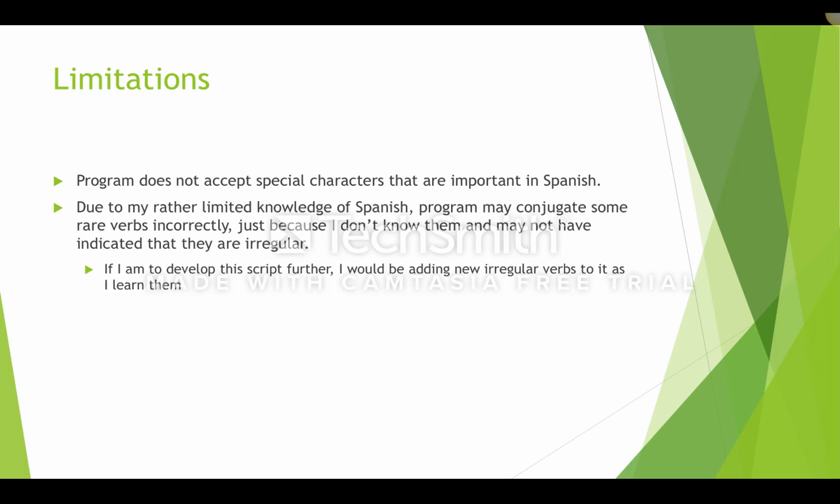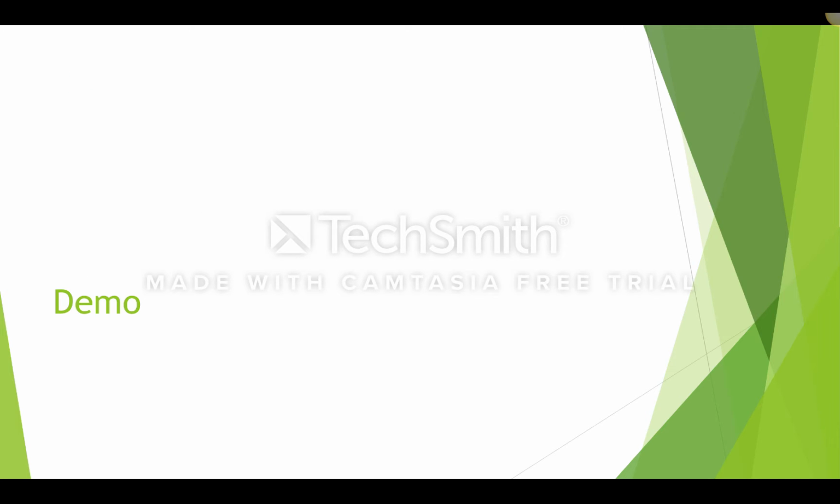Limitations of my program: it does not accept special characters, and in Spanish it's very important. So if I were to address that in the future, I would probably figure out some ASCII encoding to make sure special characters are properly represented. Also, because of my limited knowledge of Spanish, some rare irregular verbs, or verbs that are irregular and unknown to me, could be conjugated by the code as regular verbs. But in the future, if I were to address that, I would just keep adding irregular verbs to the list as I learn them. Now let's take a look at how my program works.